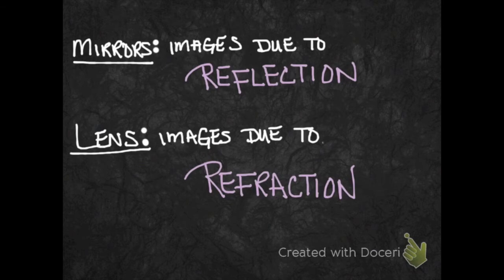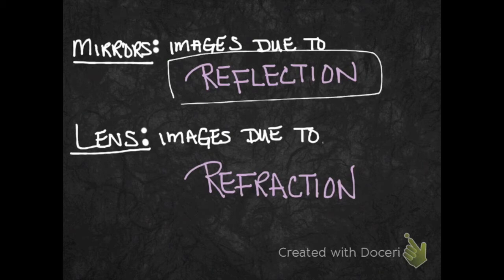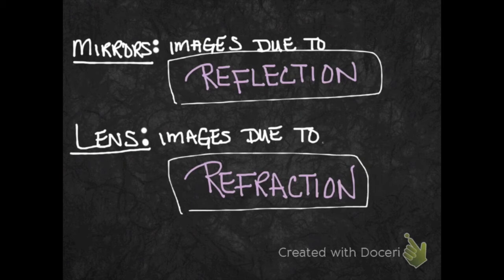Mirrors form images due to reflection. Yes, reflection. This is why we have images through mirrors, because of reflections. The next thing we have is a lens. A lens forms an image because of refraction. Yes, refraction. Lenses form images because of refraction.